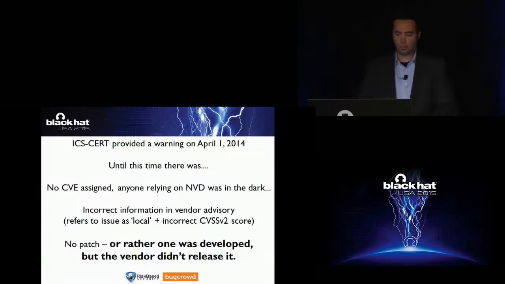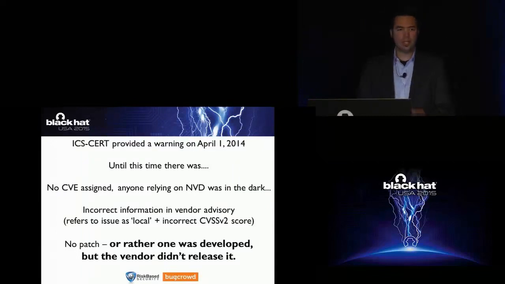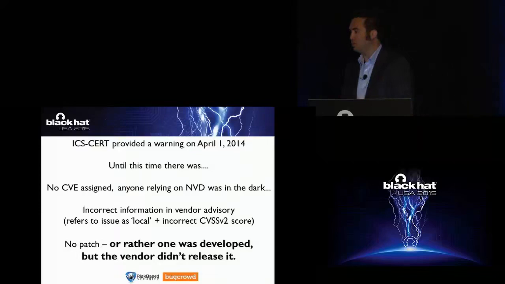But what I want to focus on is a couple things. It wasn't until April 1st, 2014, that ICS-CERT then provided a warning. Until that time, from the time it was discovered, there was no CVE assigned. Anyone relying on NVD was in the dark, right? And even when that information then came out from ICS-CERT, it was wrong. They were saying it was a local issue, which it wasn't, right?